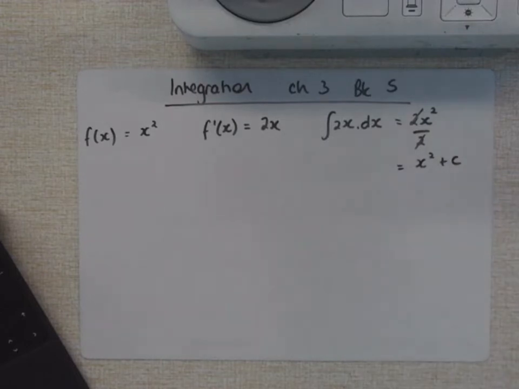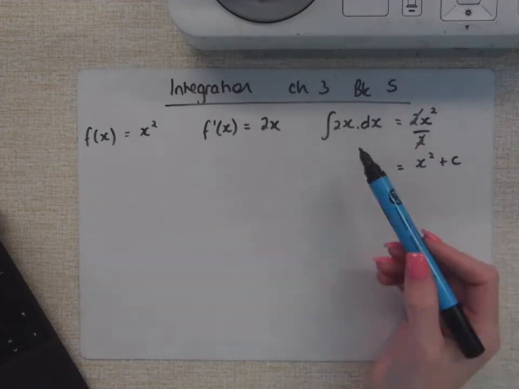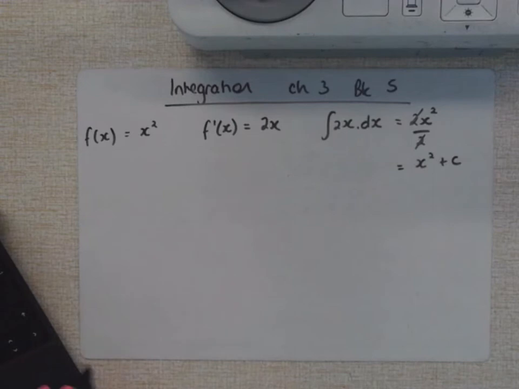Because when we differentiate a constant, it disappears. So we can't tell if there was a constant here. Okay?